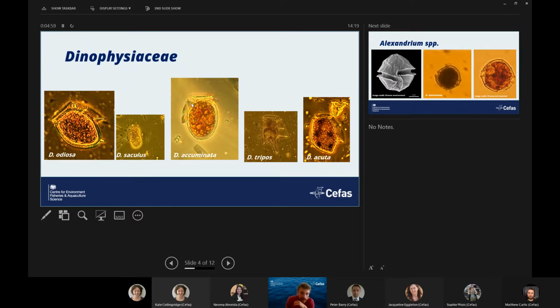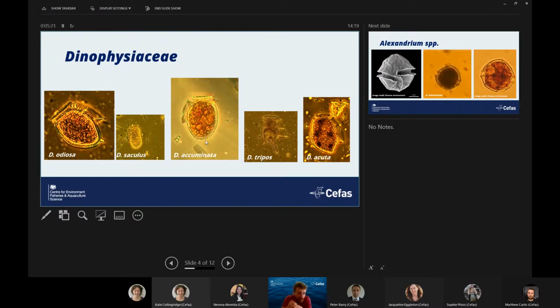The key way we identify them is they've got these very characteristic body shapes. So for instance, Dinophysis tripos here has these lovely little legs that make it really easy to spot. And these structures at the top and at the side that look like little wings, these are called lists. And that makes it really quite easy for us to identify them.